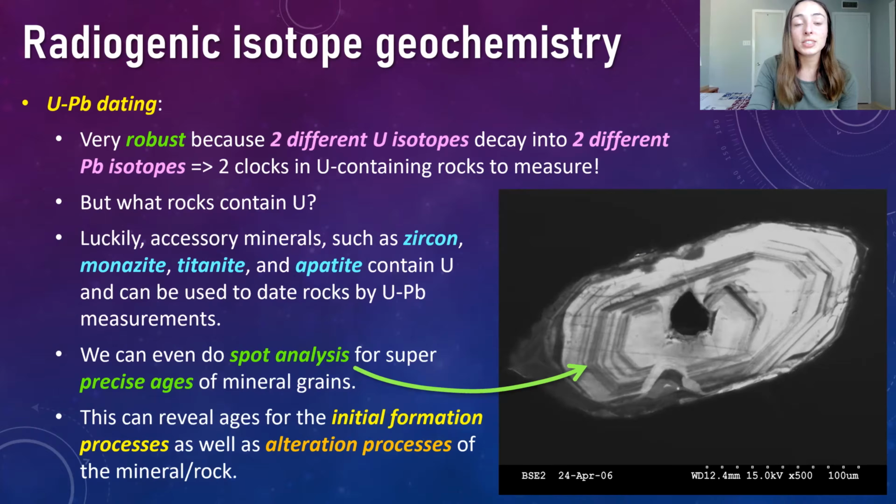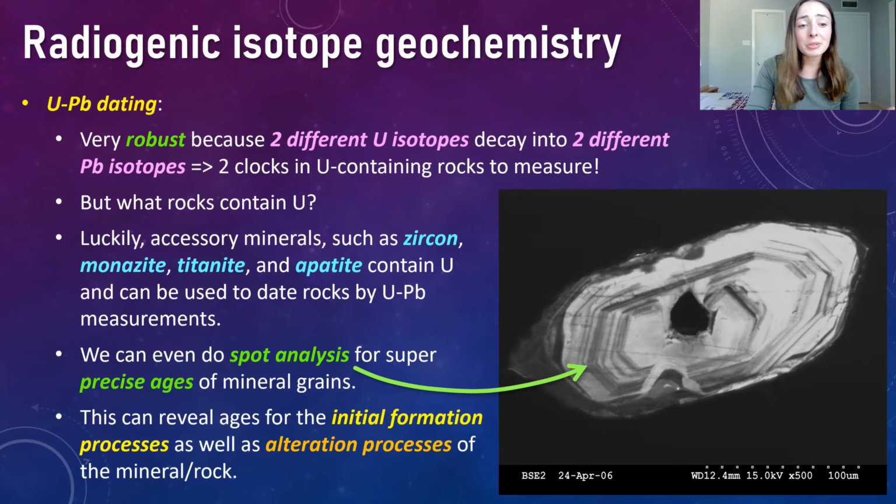Another really useful technique for absolute dating is uranium lead dating. This is a very robust technique because two different uranium isotopes, parent uranium isotopes, decay into two different daughter lead isotopes, or daughter products. And this means that two different uranium clocks exist in igneous rocks containing uranium that we can then measure and date that rock with.